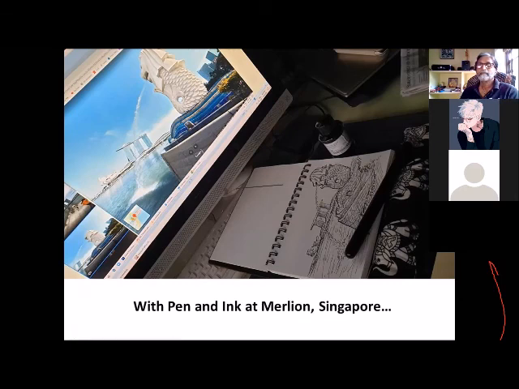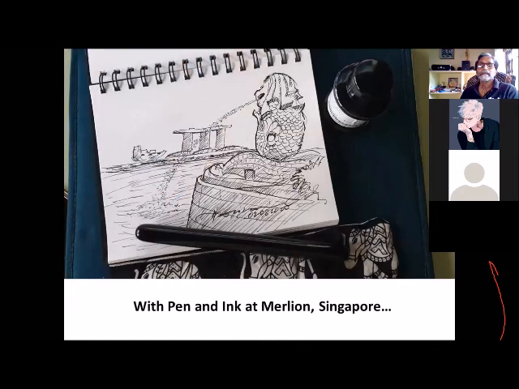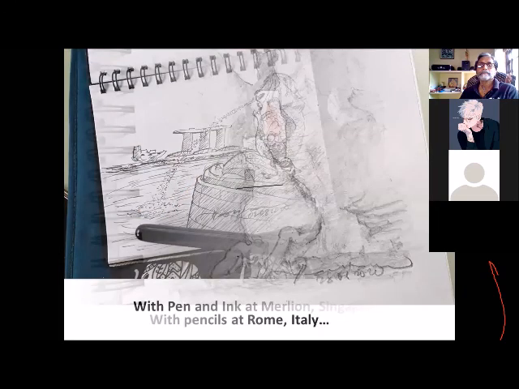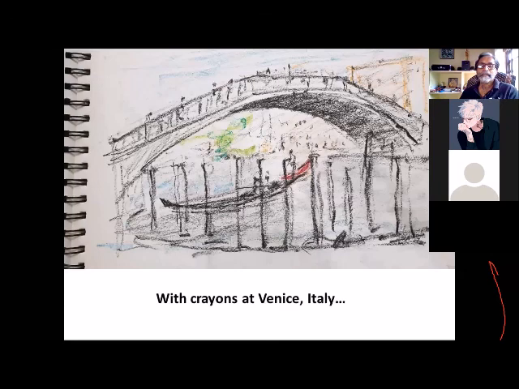Most of the architects and people who like to sketch are doing this sitting at home instead of wasting time, so that you don't lose touch with your sketching abilities. So this is a sketch which I did last week using pen and ink as a medium. This is the week before that, when I went to Rome. There's a water fountain there called the Trevi water fountain. So this is a sketch done in pencil at Rome. This is the week before that, when I went to Venice. The city of Venice with crayons.